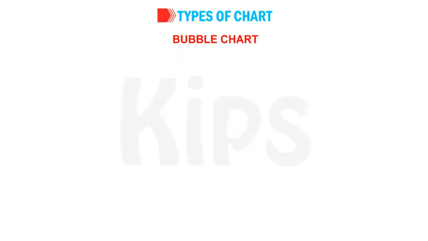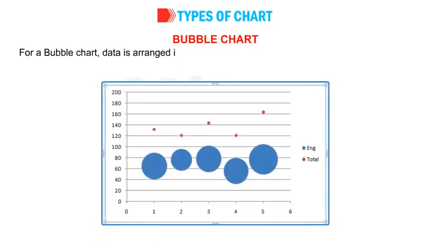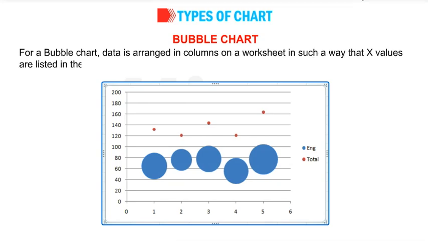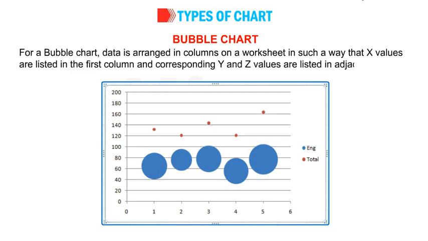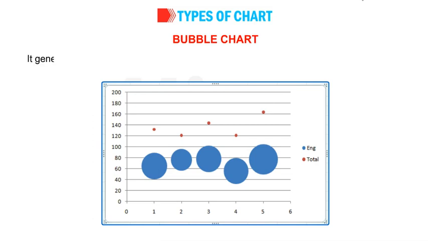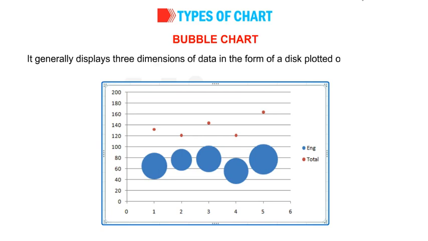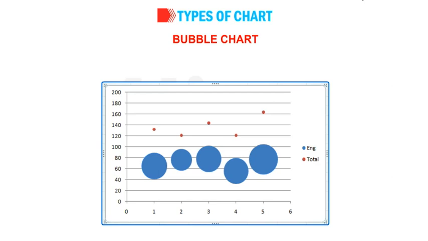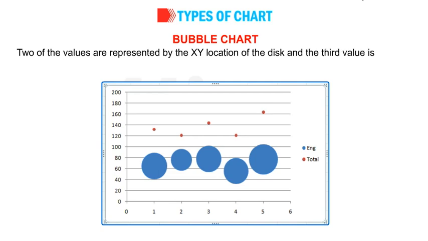Bubble chart. For a bubble chart, data is arranged in columns on a worksheet in such a way that X values are listed in the first column and corresponding Y and Z values are listed in adjacent columns. It generally displays three dimensions of data in the form of a disk plotted on an XY graph. Two of the values are represented by the XY location of the disk, and the third value is depicted by its size.